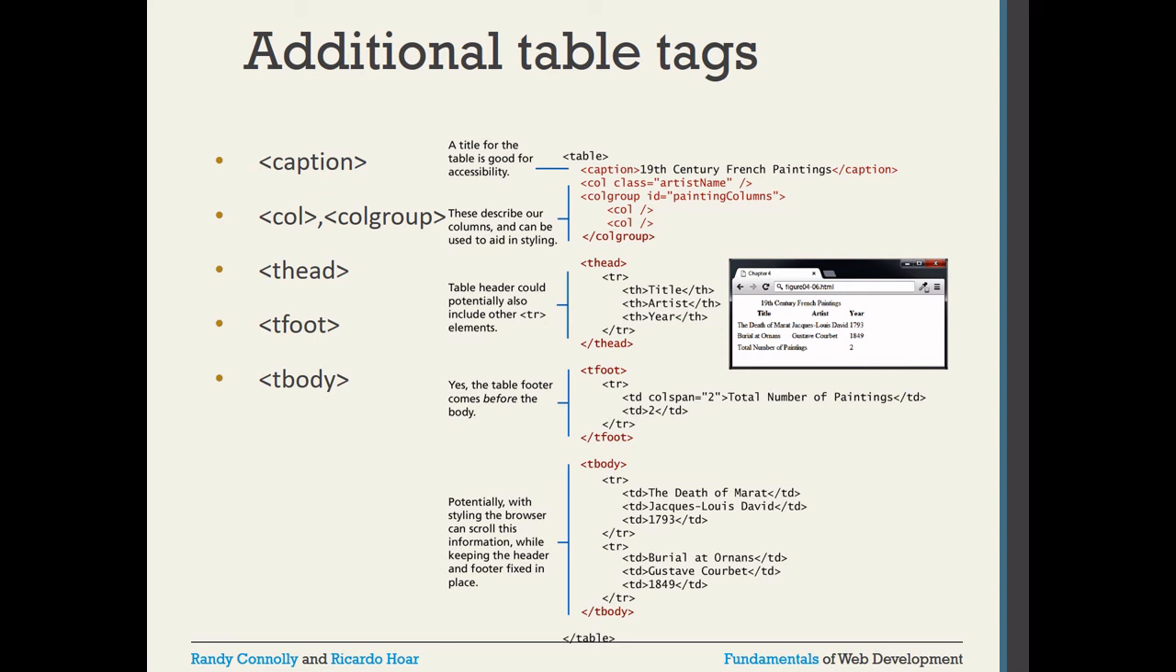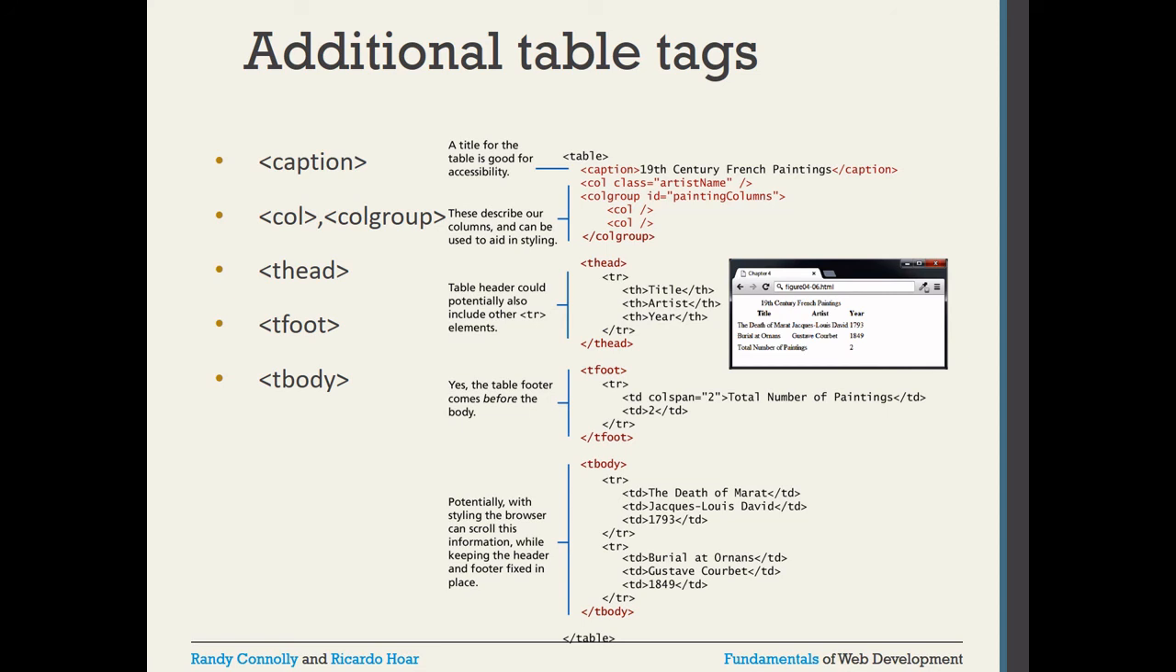Then the thead. The table header could potentially also include other TR elements. Okay, it means after the thead, one tr you can put, another tr if you want to put, or we can go for another thead and then you can put. Again, not required for the table, but we can put it there. It will come as a kind of different, small table heading. Okay, same thing is the tfoot. Yes, same way we can use it for the table footer also.